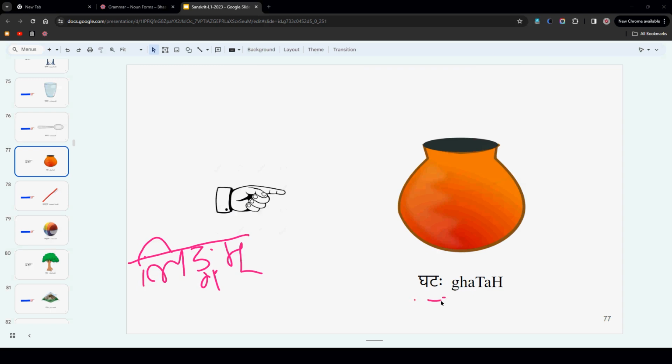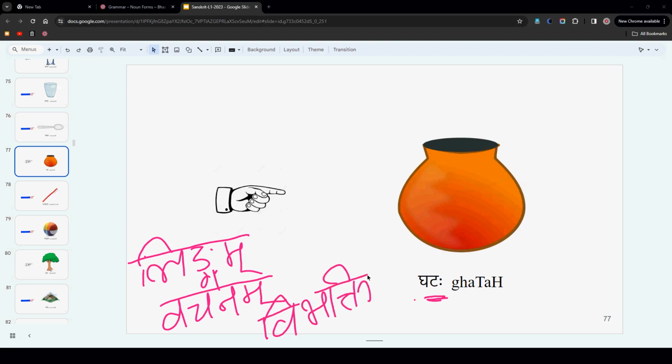What else? Vachanam, right? It has to have a vachanam, or a number. What else does it have? Vibhakti, or declension. So at least these three we know. Given a noun, it will have a lingam, a vachanam and a vibhakti. And because this Ghataha has a base word ending in a, that is another attribute.